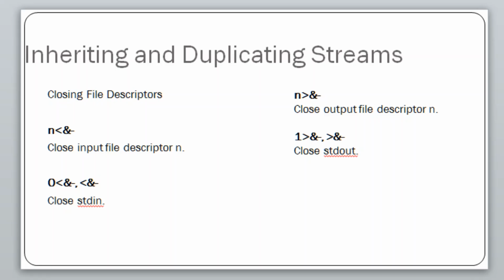Alright guys, let's go ahead and talk about inheriting and duplicating streams. So here we're having a look at how to close file descriptors. And guys, a file descriptor is the location of a file entry that the kernel provides and creates in a global file table. Meaning that all a file descriptor is, is a pointer to where the system stores a file.